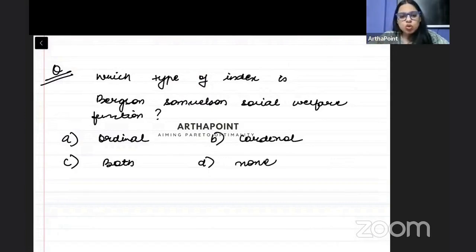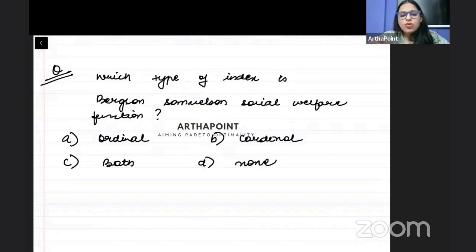बर्गसन सैमुअलसन सोशल वेलफेयर फंक्शन जो है वो किस तरीके की इंडेक्स की बात करता है? What type of index does it talk about? Anyone? A, okay. What else? What type of index does it talk about? D, okay. Ordinal, okay.